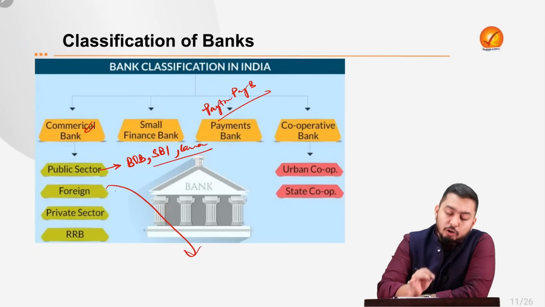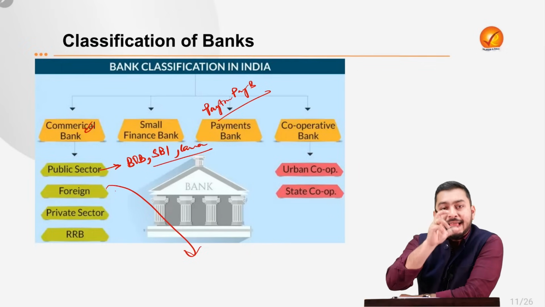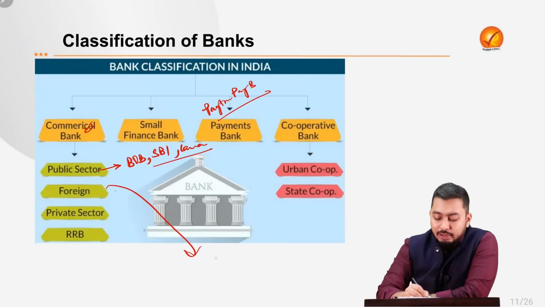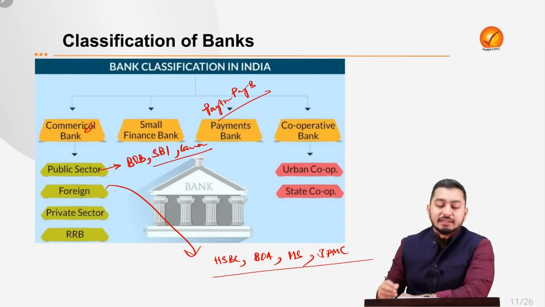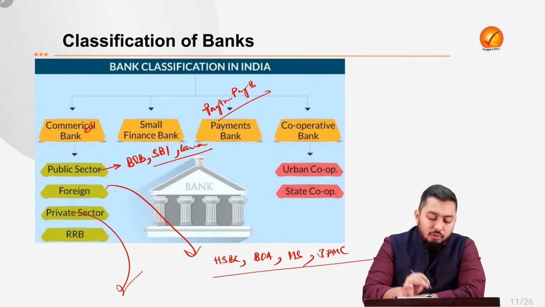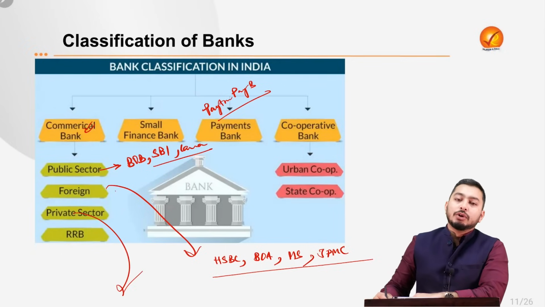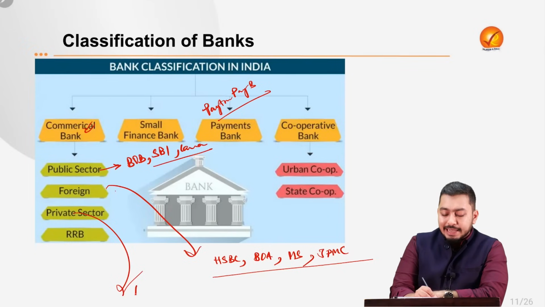So if you are looking at all the anchors, usually the anchor banks in any IPO, let's say you have HSBC, you have Bank of America, you have, let's say, Morgan Stanley, you have JP Morgan Chase. So all these banks are your foreign banks. When you are looking at private sector banks, you are essentially looking at banks like ICICI, Kotak.